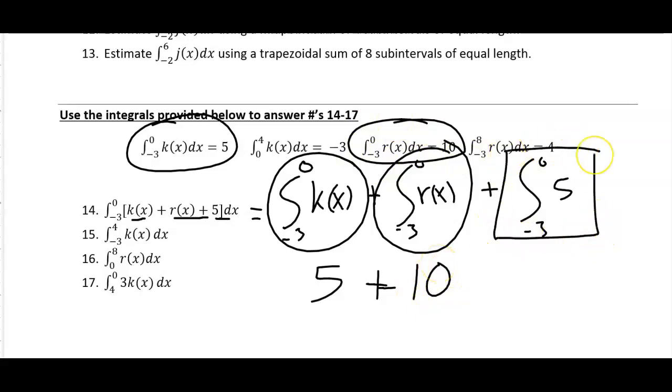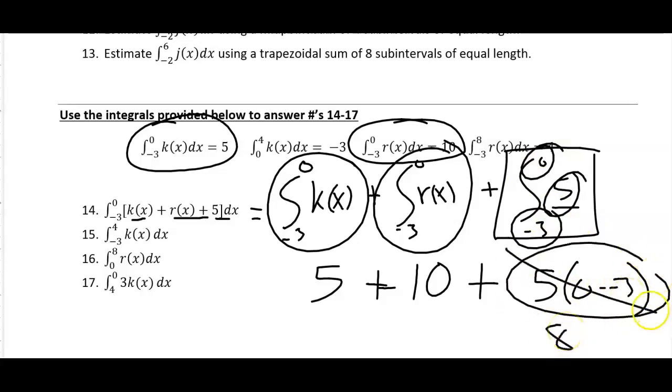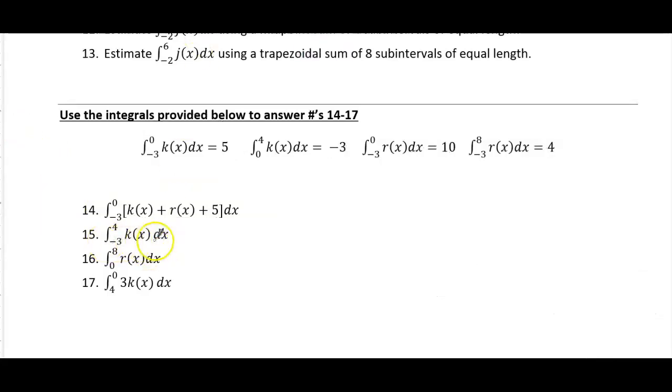This one is not given, but we have a property for that. Anytime you're integrating a constant value, you're going to take this number here, and you're going to multiply it by the difference of the top number and the bottom number. And so that's 8. And so we have 5 plus 10 plus 8, which is going to be 23, would be the final answer for number 14. Okay. Let's go ahead and move on here to number 15.